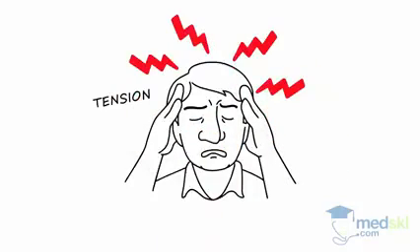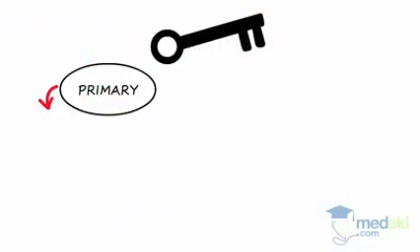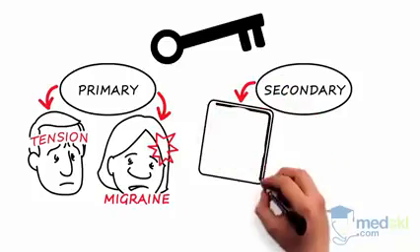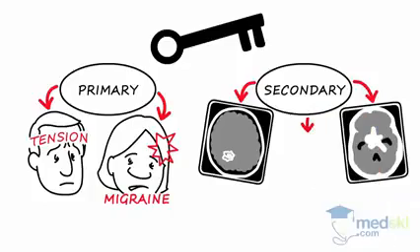There are literally hundreds of different headache types. The key thing is to differentiate a primary headache like tension or migraine from secondary causes, which include life-threatening causes like neoplasms, intracranial bleeds, or giant cell arteritis.